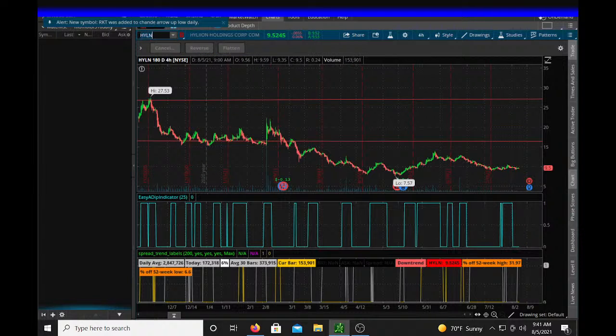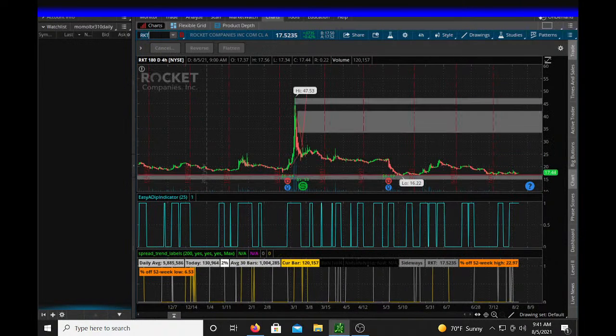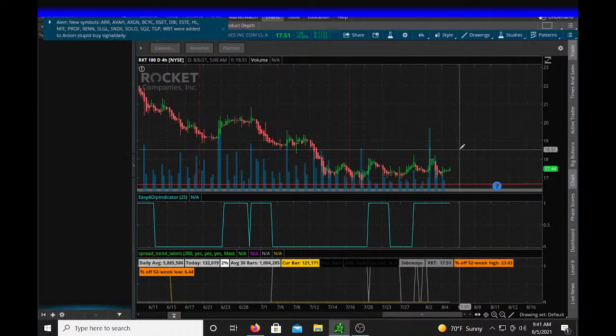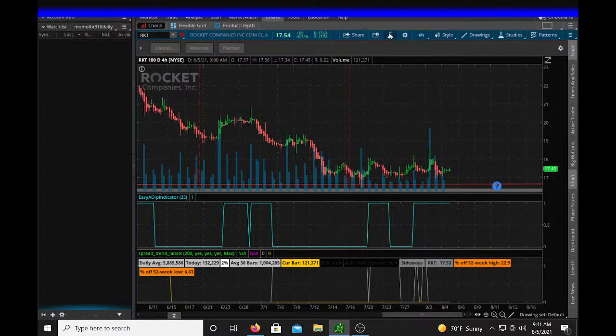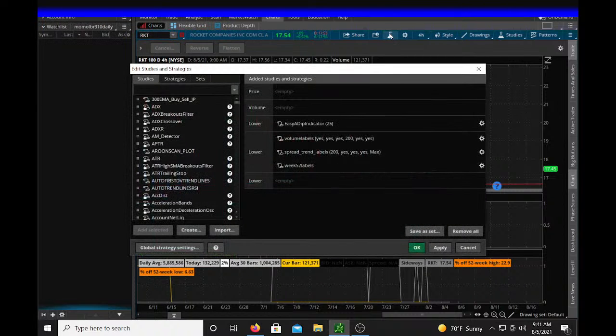Oh, RKT. I like RKT way more than I like Hyliion. And RKT was a blatant pump and dump. Well, we do have some levels here through RKT. All right. Okay. Now let's go for the modified Darvis box.